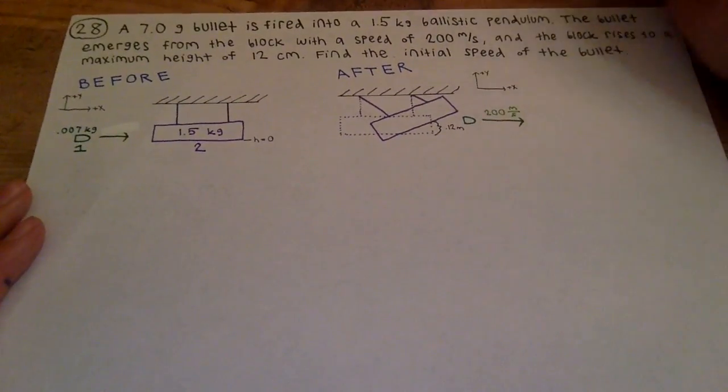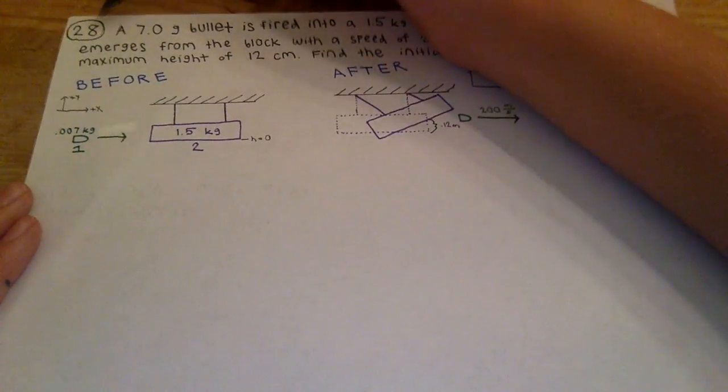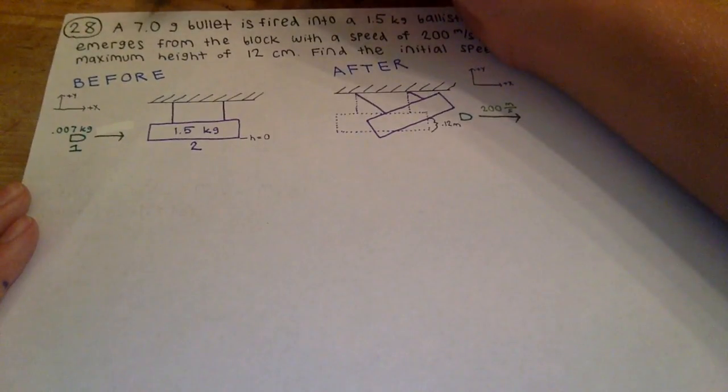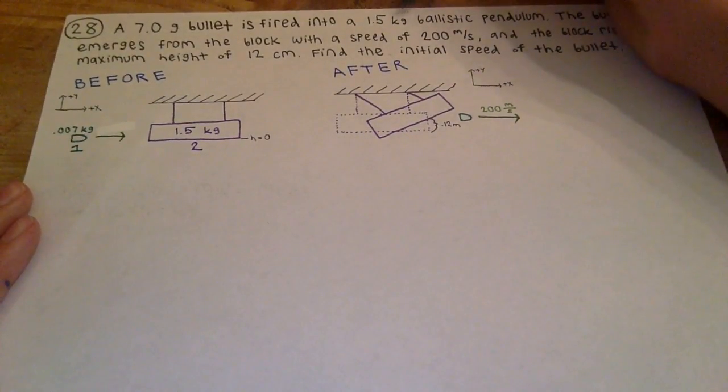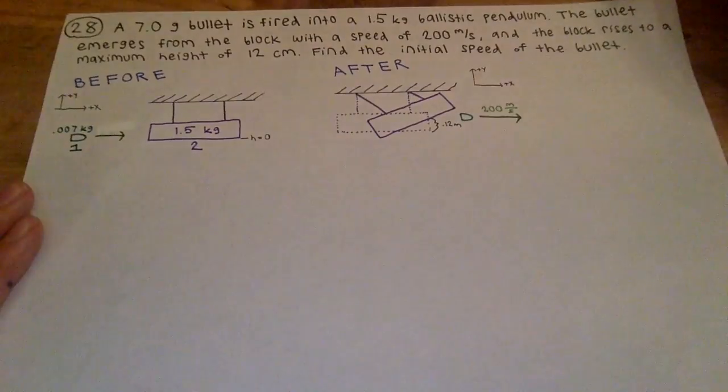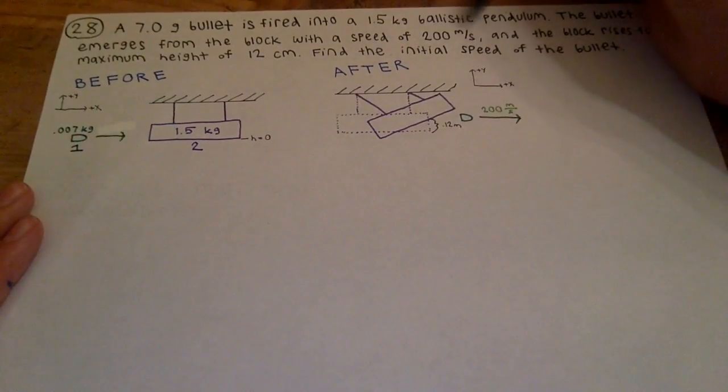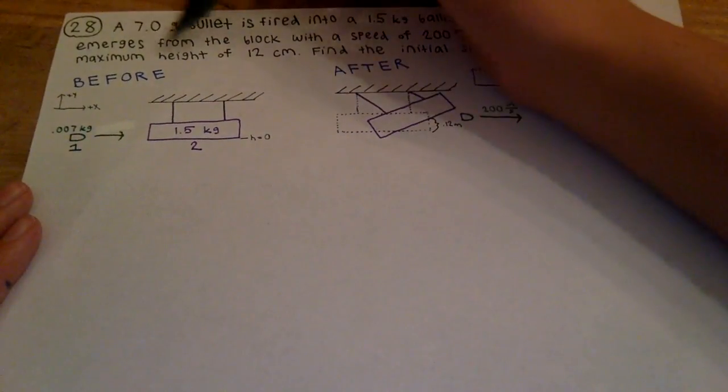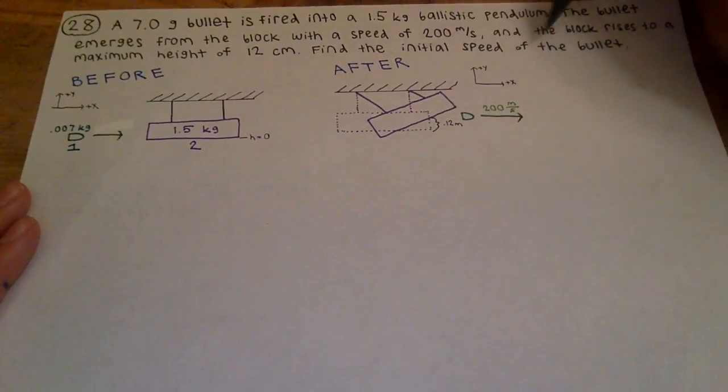Okay, so today I'm going to show you how to do number 28 from chapter 6. The question says a 7-gram bullet is fired into a 1.5 kilogram ballistic pendulum. The bullet emerges from the block with a speed of 200 meters per second, and the block rises to a maximum height of 12 centimeters. Find the initial speed of the bullet.